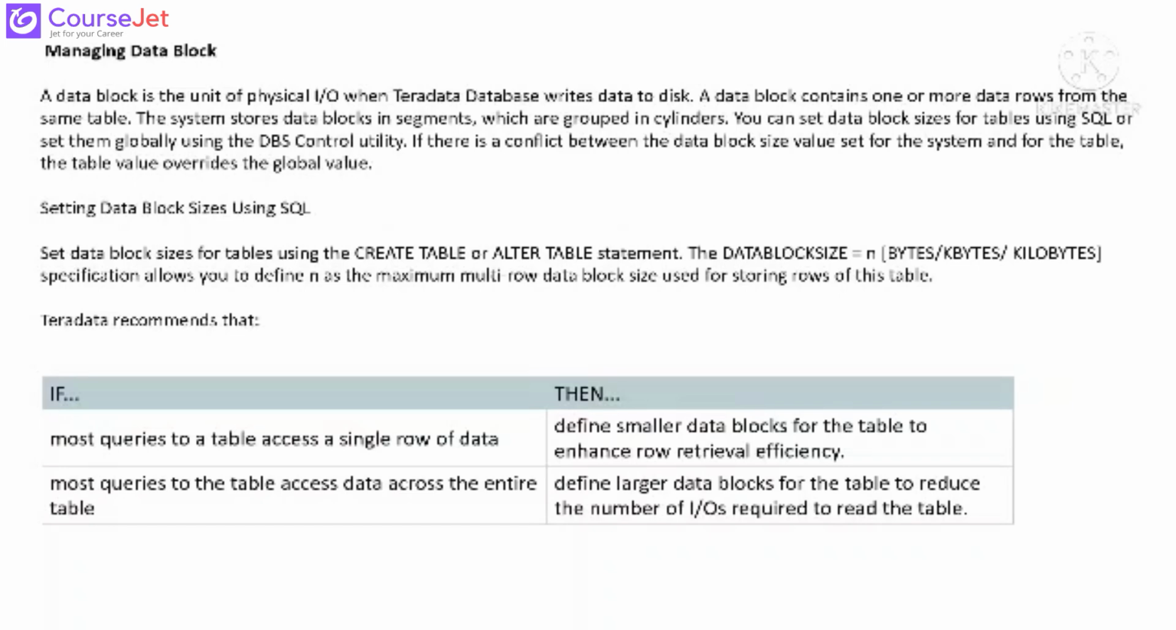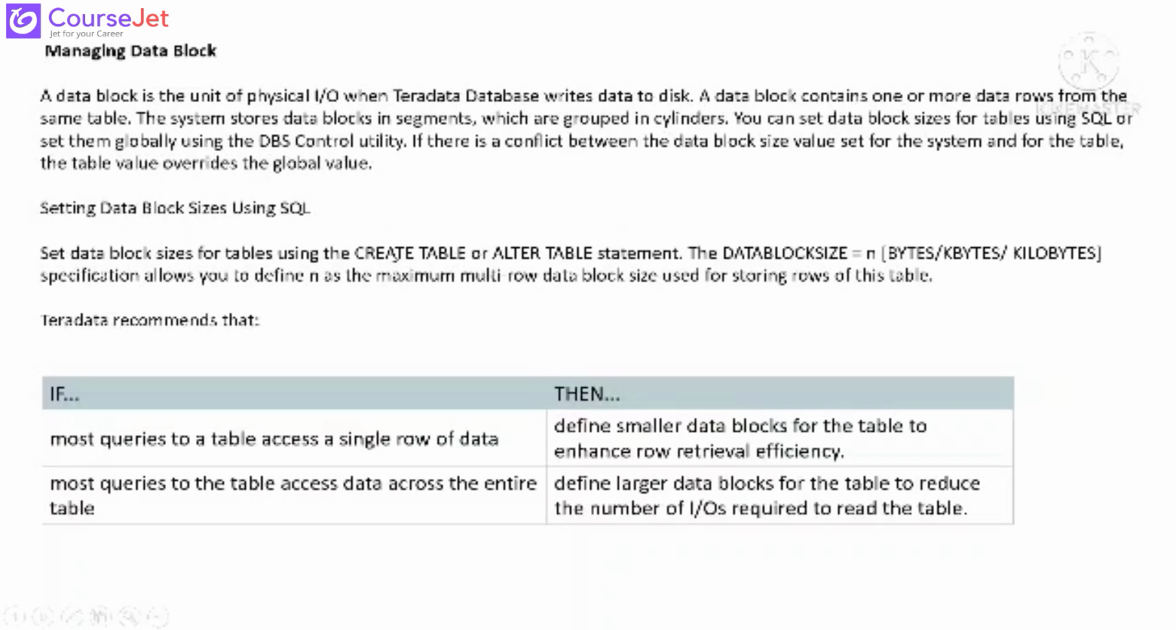So you can set this data block size in two ways. The first one is through the table creation DDL from the SQL. And the other one is setting them globally using the DBS control. If there is a conflict between the data block size which you give in the DDL and the global DBS control parameter, whatever you give in the table creation will override the default value.